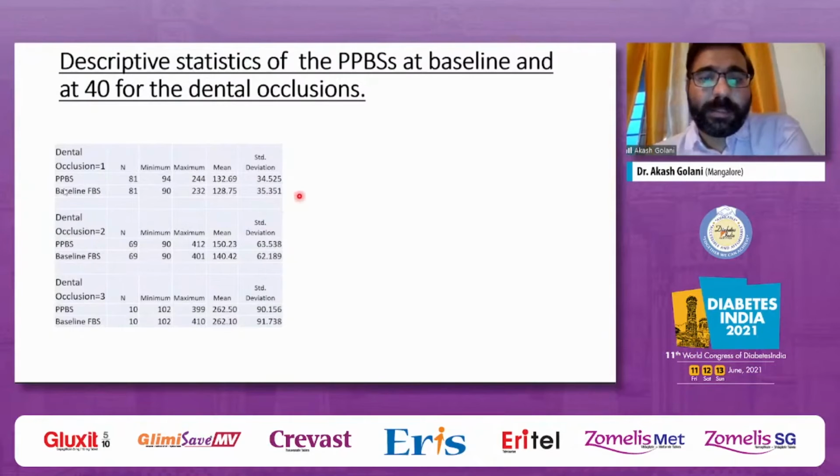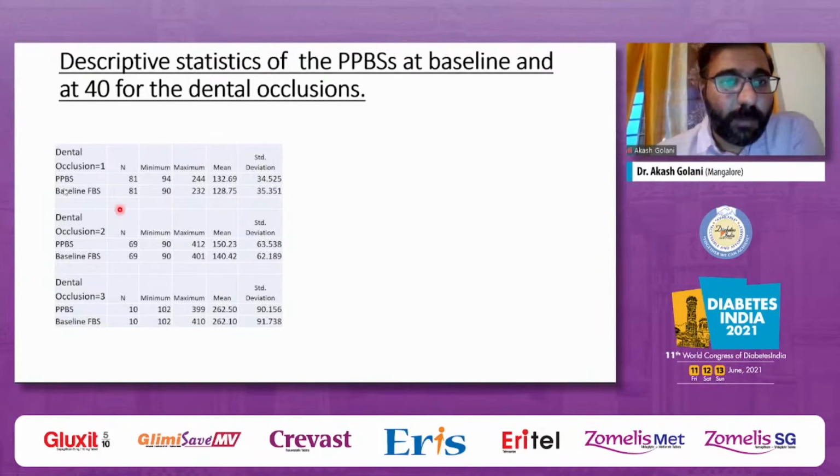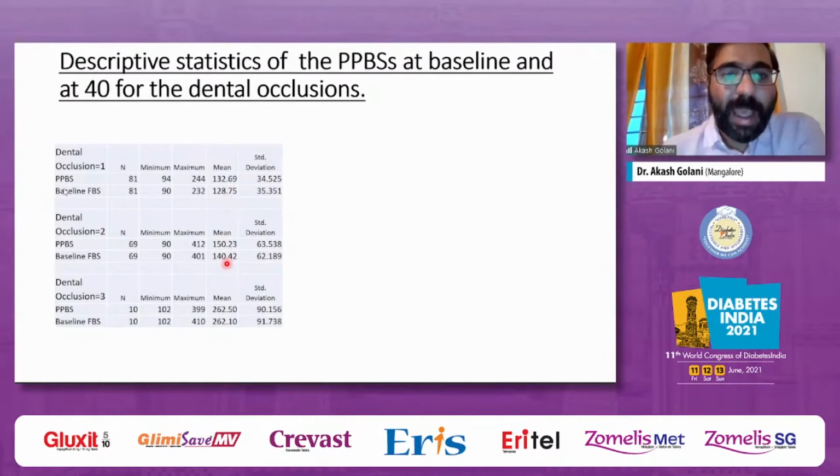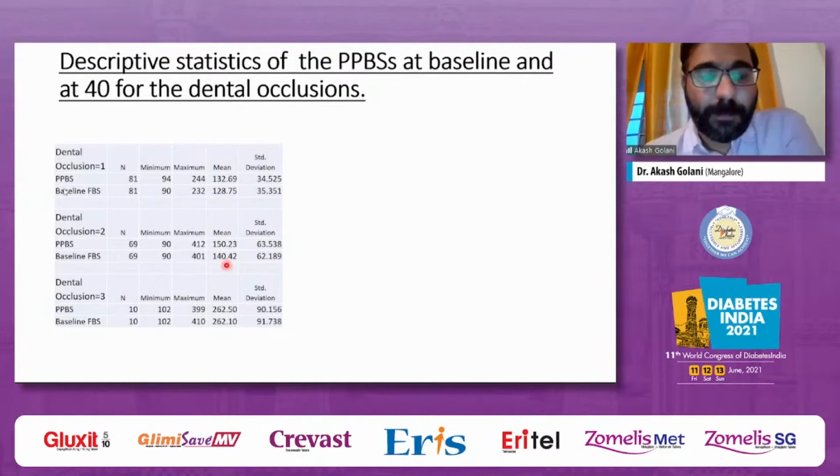Going on to the results per se, descriptive statistics of the PPBS at baseline and at 40 for the dental occlusions. Here, this is dental occlusion 1, which is the normal dental occlusion. This is the class 2 dental occlusion, and this is the class 3 dental occlusion. You can see as the dental occlusion worsens for the patient, the PPBS as well as the FBS ranges keep increasing. In dental occlusion 1, the PPBS is 132 with an FBS of 128. As this worsens, the postprandial sugars as well as the baseline FBS keep on increasing.